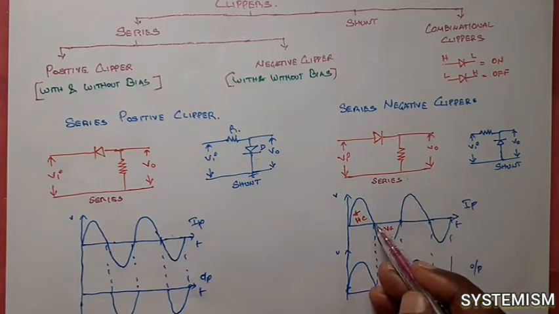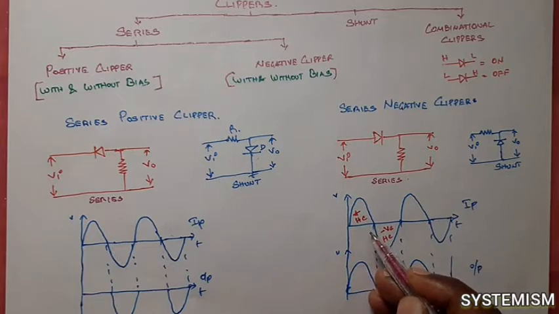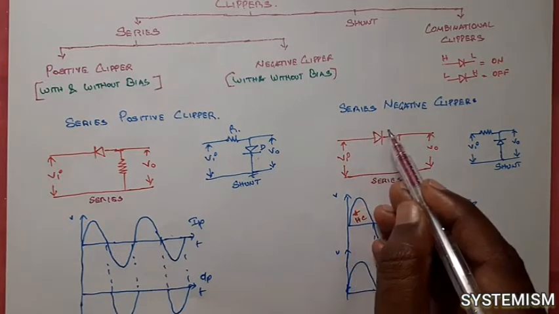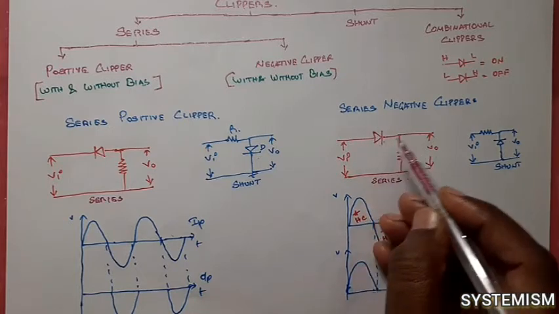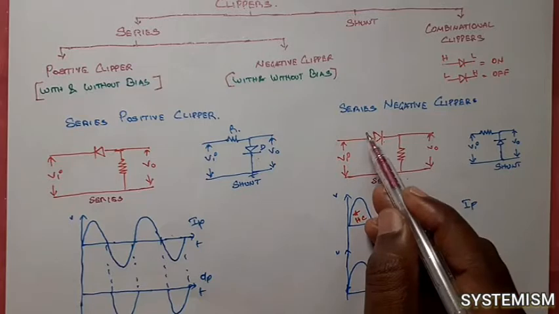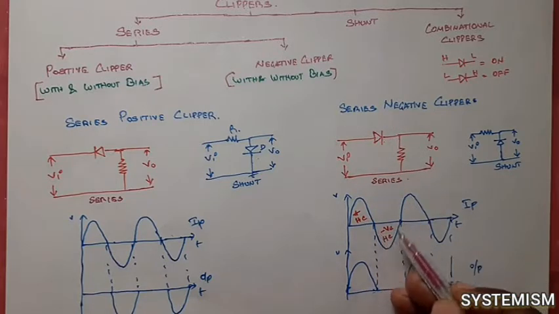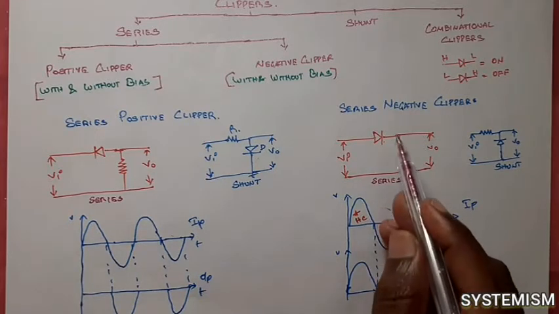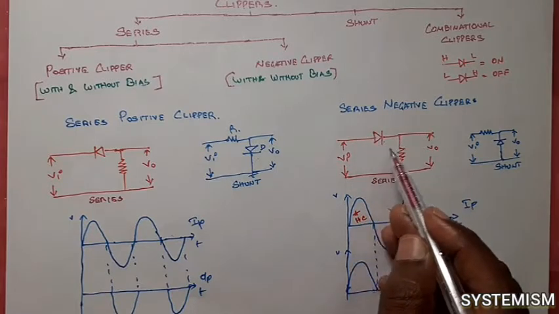Okay, after this point, that is 0 point, we get minus 1, minus 2, minus 3, minus 4, like that. Here minus value, here 0 value. Now the condition changed to off, so the diode becomes off. If this is off, you don't get any signal in the output. So that is how we have clipped away the negative part of this input signal. This is your series type of negative clipper.